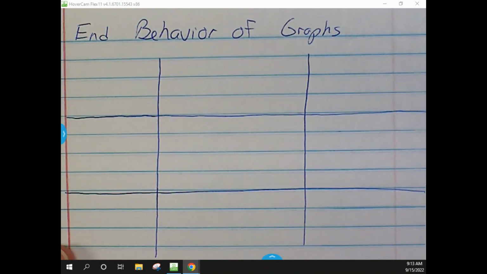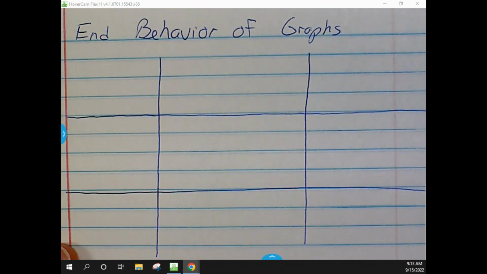Okay, so everything that we do for the end behavior of graphs, if we're talking about just the end behavior of graphs, this is all based on your leading term.